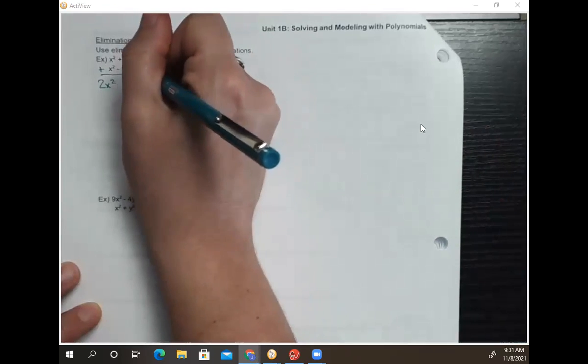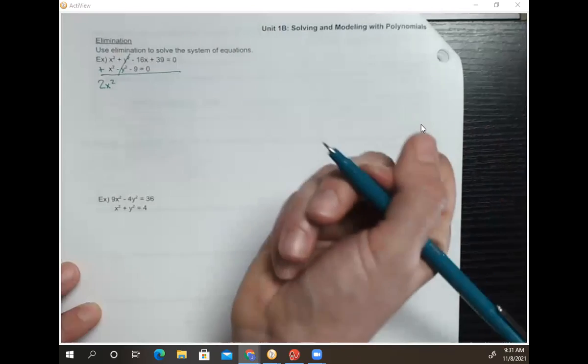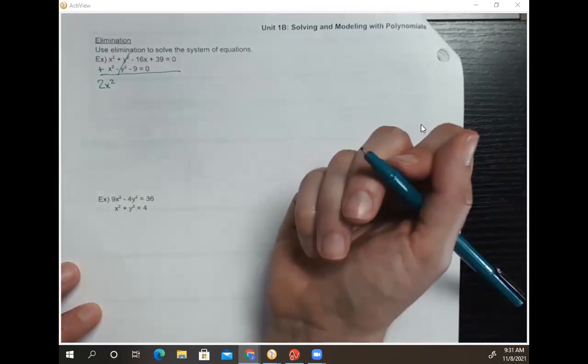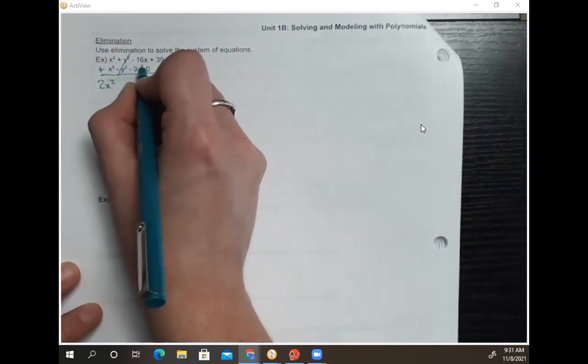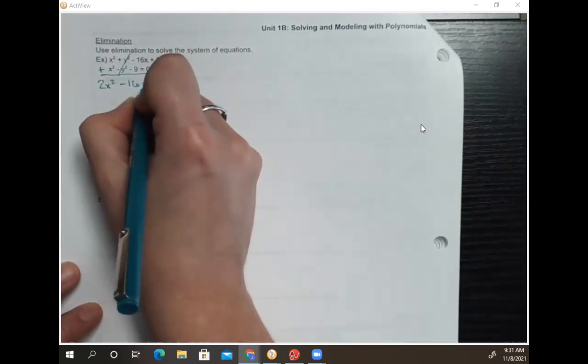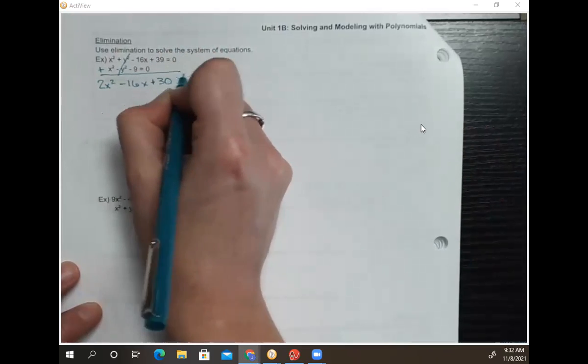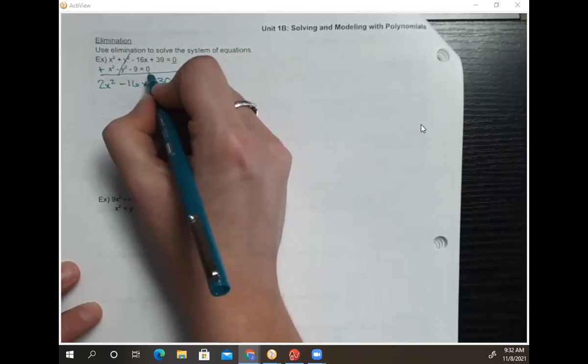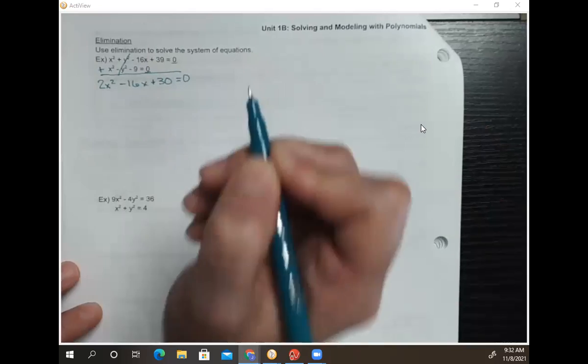So I'm going to go ahead and add my equations together. When I add the x squareds, I get 2x squared. My y's, y squared minus y squared, are gone. They eliminate from the problem. I would have no y squared left. And then I'm going to go ahead and write this in standard form as I finish simplifying. Here's my only x term. I don't have an x term down here, so this would be minus 16x. And then 39 plus -9 would be 30, equals, on the other side, 0 plus 0 is 0.